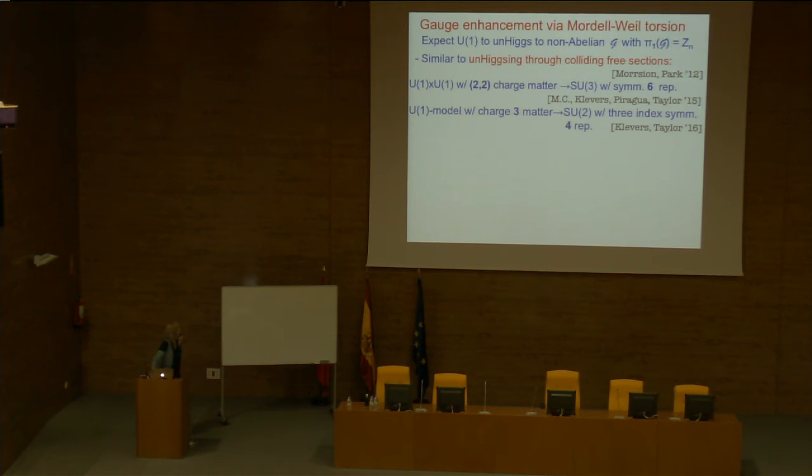Okay. Now this unhiggsing seems to have strong parallels with the unhiggsing when we are colliding just free sections. For example, that was studied in the work with Evers, Piragua, and Taylor, where we looked at the collision of two U1s in the presence of matter that was generically charged (2,2) under the two U1s. Such an unhiggsing process, both geometrically and in field theory, produces SU2 gauge symmetry, where one actually ends up in the unhiggsed phase with the non-abelian gauge symmetry and the symmetric representation of SU3. And that was actually the first example of explicit F-theory construction of symmetric representations.